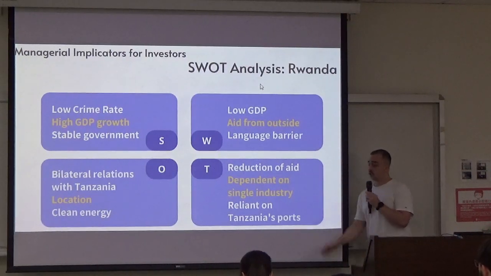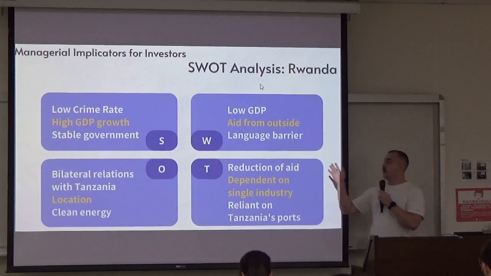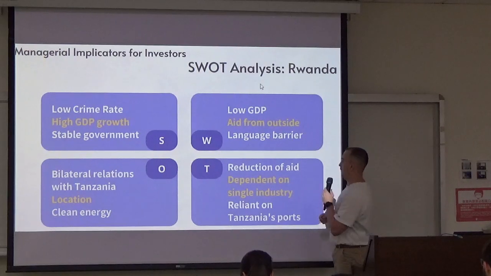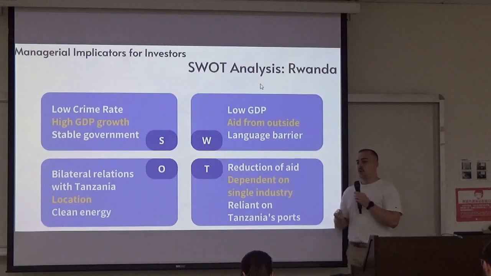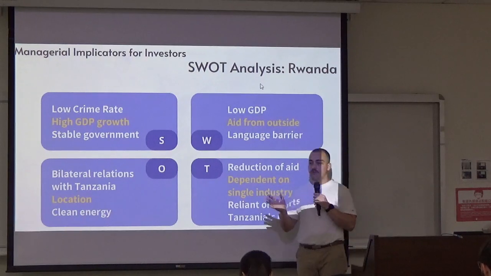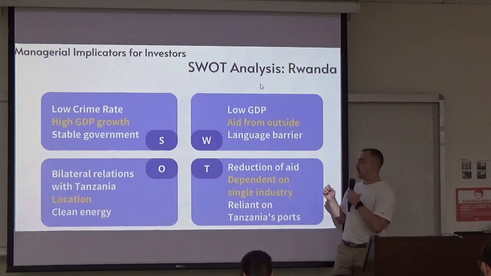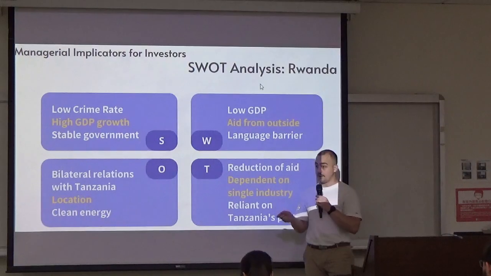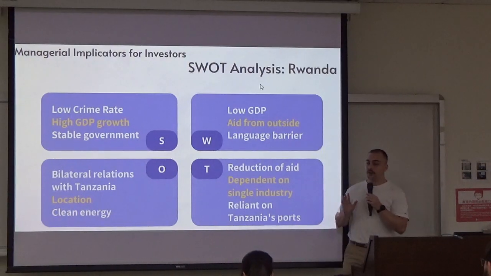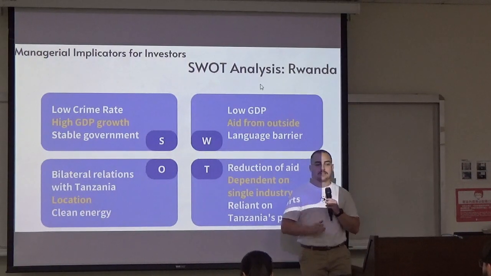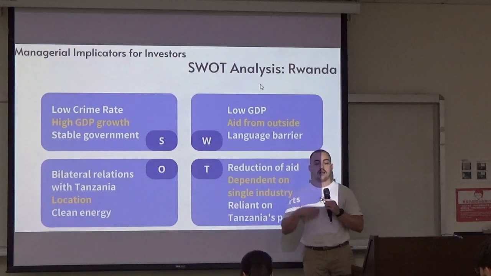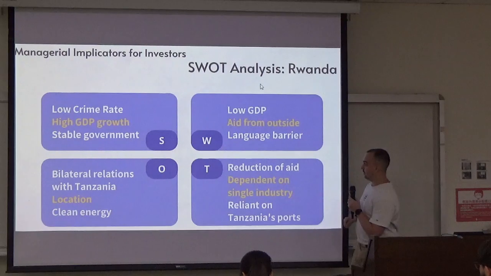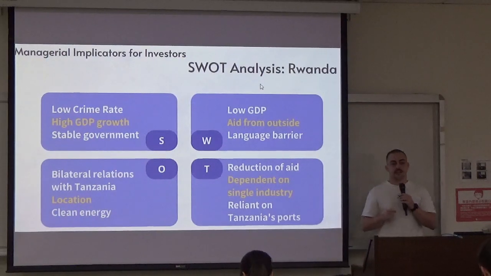Some of the weaknesses include, yes, it has a low GDP, but it is growing at a high rate, which is fantastic. They do also rely on aid from outside, so a lot of charities and other governments from outside of the region are currently injecting funds into the Rwandan government. 10 years ago, the Rwandan government relied on 80% of aid from outside, but now it's about 33%. So they are making improvements to work on this. The last thing with weaknesses is the language barrier.